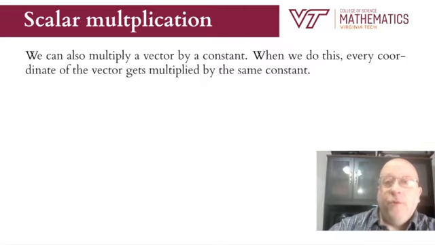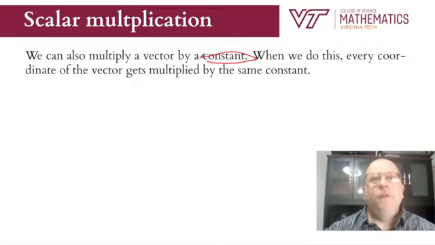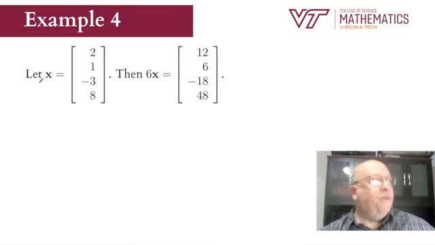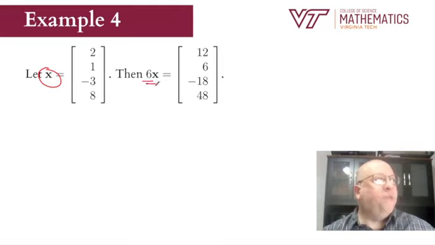Another operation we can do on vectors, we can multiply the entire vector by a constant. When we do this, every coordinate of the vector gets multiplied by that constant. So as an example, if I take the vector x and I multiply it by 6, then all of the components of x get multiplied by 6. So 2 gets multiplied by 6 and becomes 12. 1 times 6 is 6. Negative 3 times 6 is negative 18. And 8 times 6 is 48. I've taken the entire vector and stretched it out 6 times in every direction.